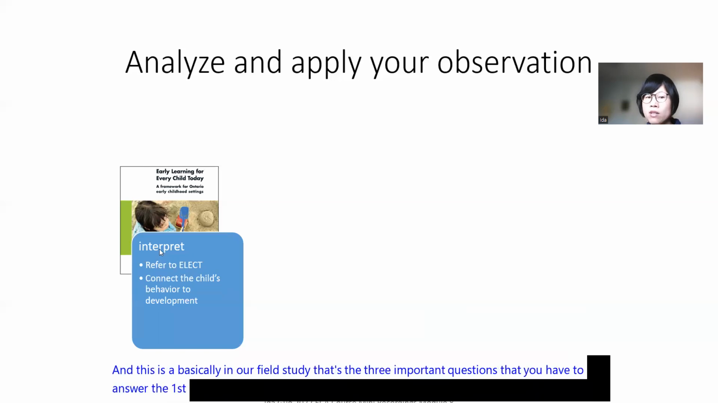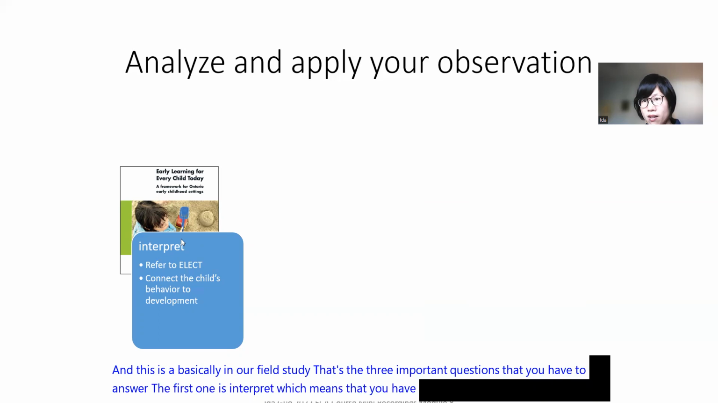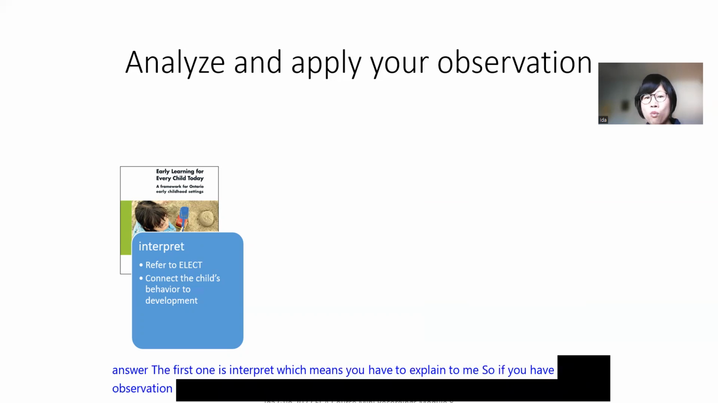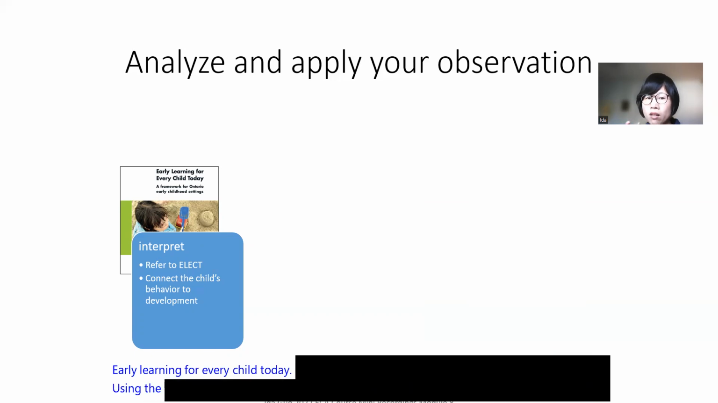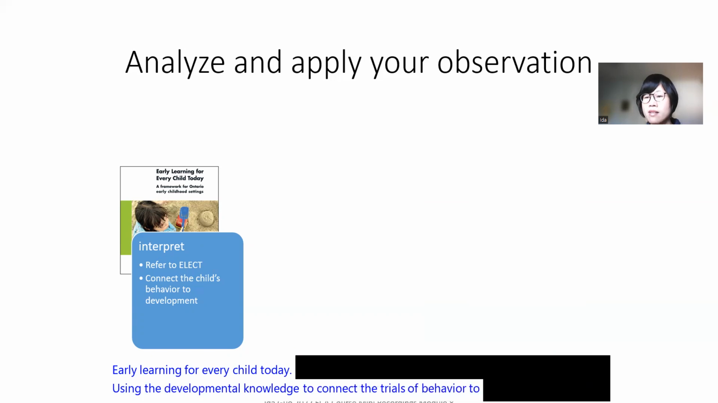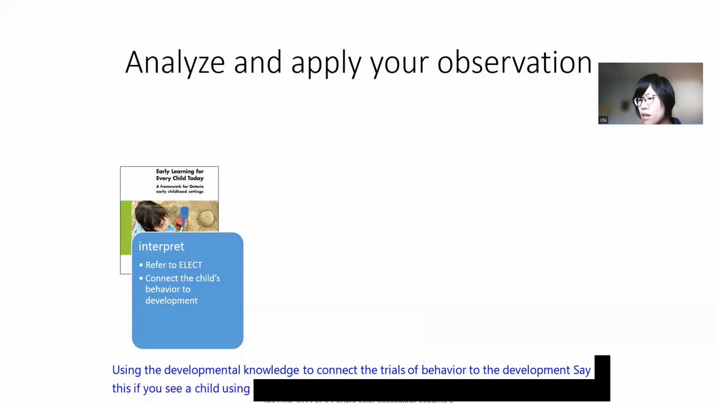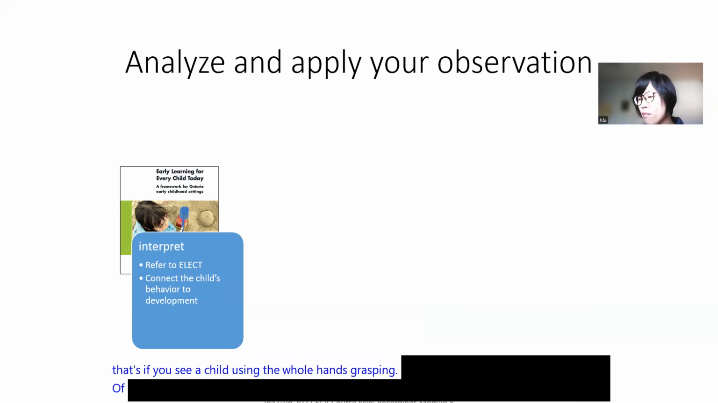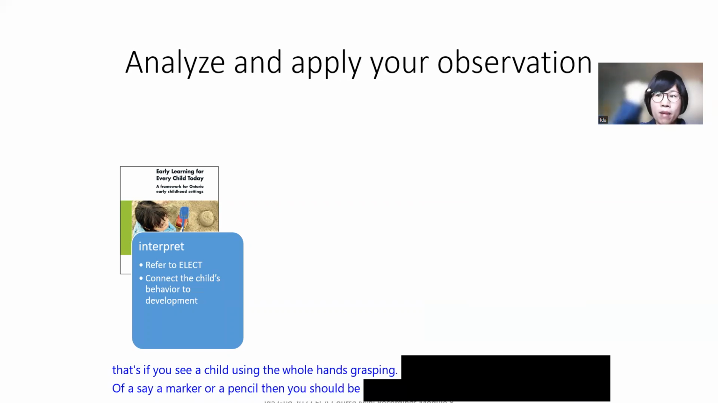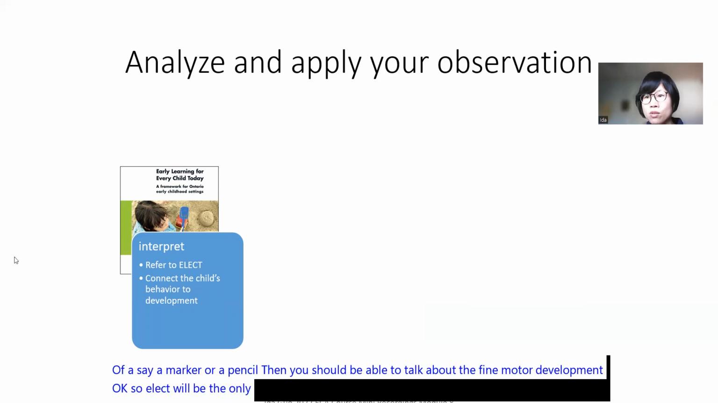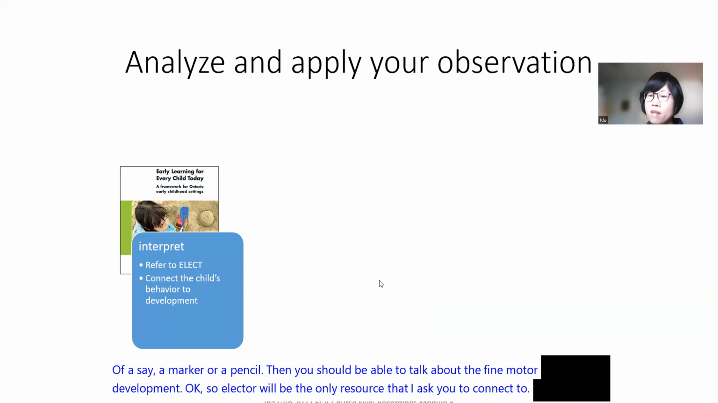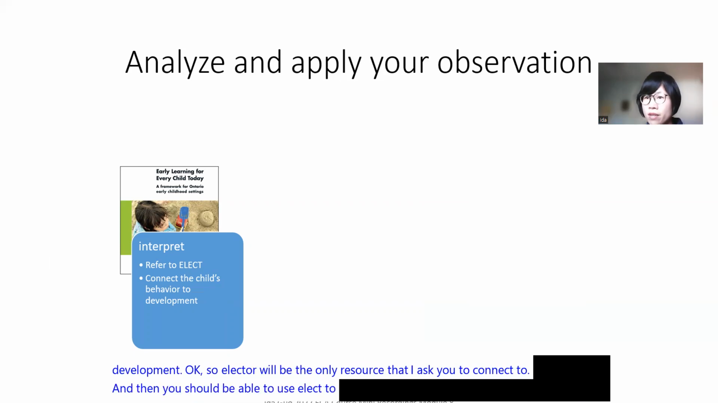The first one is interpret, which means that you have to explain to me. If you have an observation record, when you get to the analysis part, you should be able to use ELECT, Early Learning for Every Child Today, using the developmental knowledge to connect the child's behavior to the development. Say that if you see a child using a whole hand grasp on a marker or a pencil, then you should be able to talk about fine motor development. ELECT will be the only resource that I ask you to connect to. You should be able to use ELECT to explain all the behaviors that you have observed and recorded in your observation record.